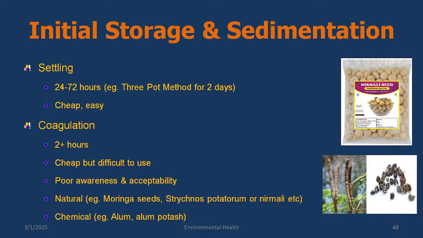So some popular examples which can be used is moringa seed. This is the moringa seed. Have you seen moringa plants inside the campus anywhere? They are there. Lot of moringa plants, or now some of them are trees also. And this is Strychnos potatorum or nirmali. It is available often in Kerala.